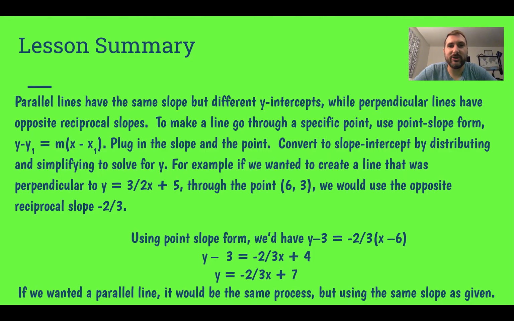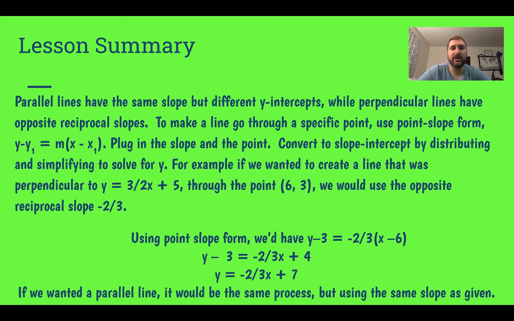In this lesson, we continued to learn about parallel and perpendicular lines. So parallel lines still have the same slope and different y-intercepts, while perpendicular lines have opposite reciprocal slopes. To make lines go through specific points, we're going to use point-slope form and then convert it to slope-intercept form if we need to. This means we need the slope and a point, and then to convert it, we would distribute to solve for y.